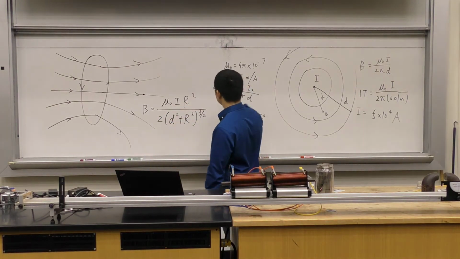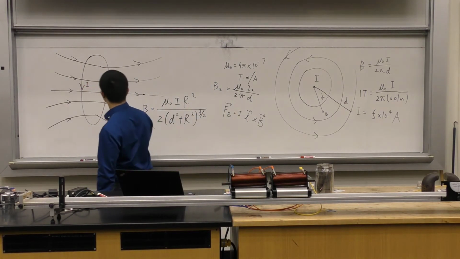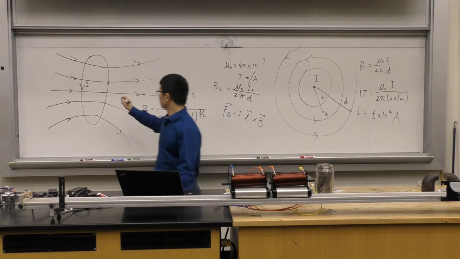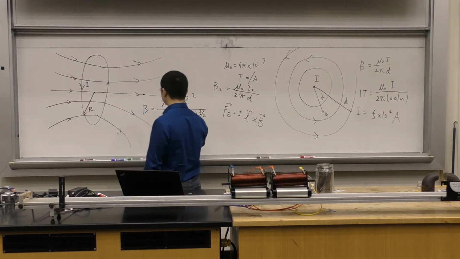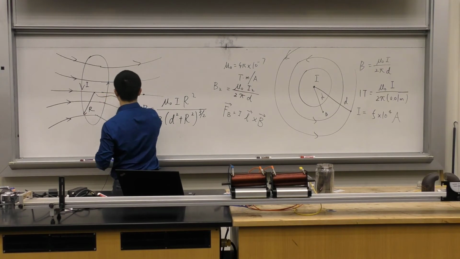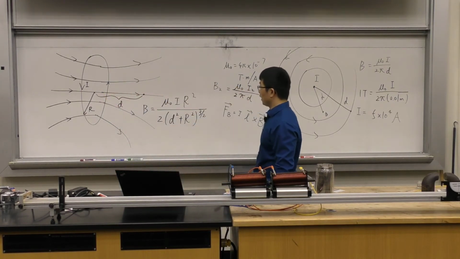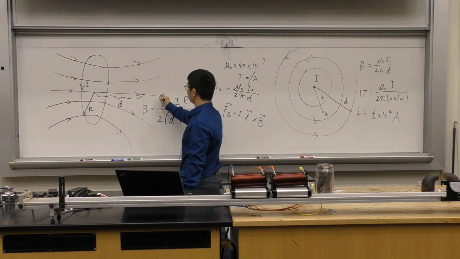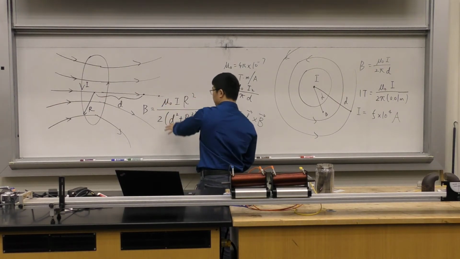So what do these symbols mean? Mu naught is still the same constant. I is the current going around this loop. R is the radius of the loop, because this is a loop current. D is the distance from the center to the point you want to evaluate. These are the symbols. If you want to find the magnetic field at any point, put numbers in. It's going to give a different distance, but you just put numbers in.